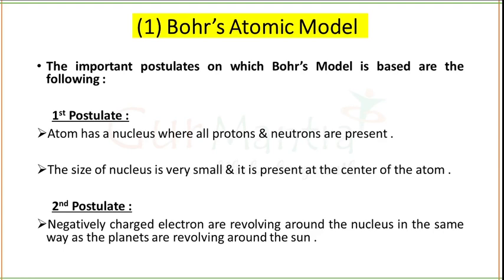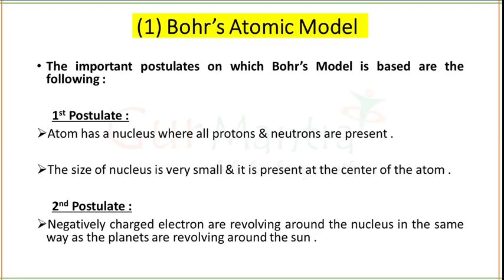The important postulates on which Bohr's model is based are: first postulate is about the structure of an atom, which states that atom has a nucleus where all the positive charge is collected. This positive charge is known as protons, and the size of nucleus is very small, and this positive charge is present at the center of an atom.